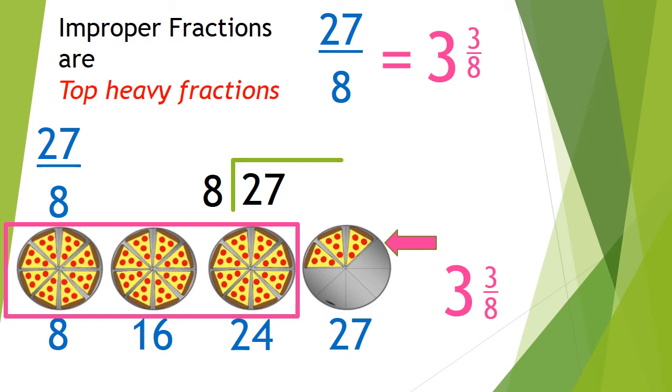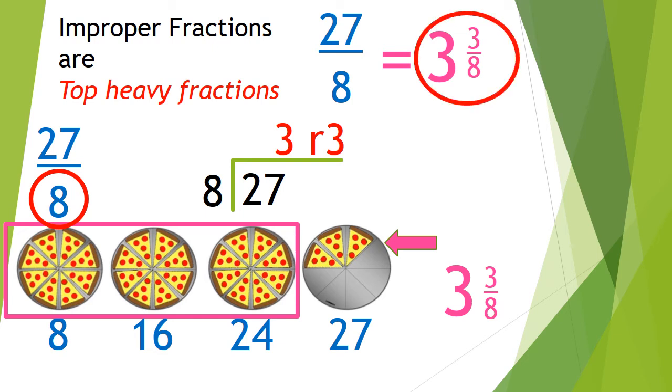Now, was there any other way I could have done this without drawing the picture? Yeah, I could have done it as a normal division using a division frame, and then I would find that 8 goes into 27 3 times with a remainder of 3. And again, what is that remainder of 3? What's left over? It's 3/8. So my answer is 3 and 3/8.